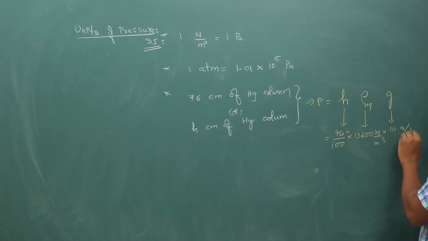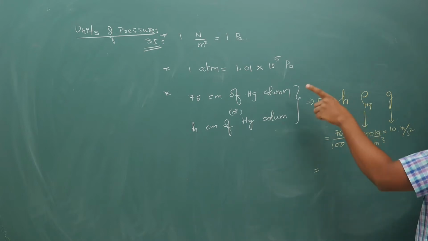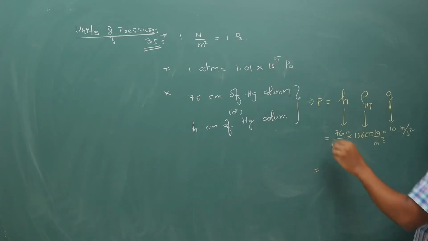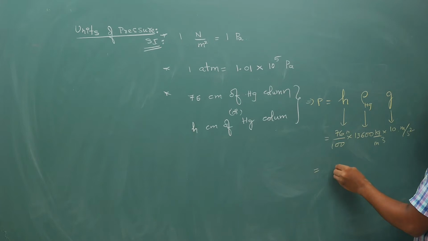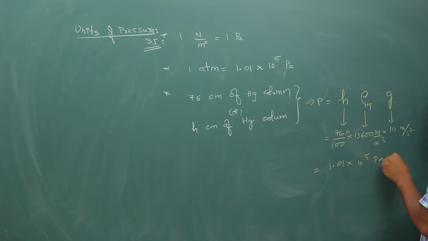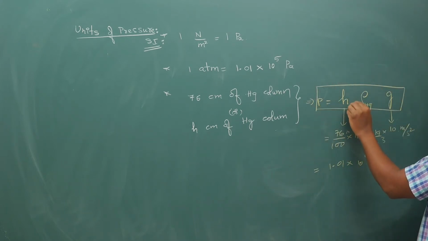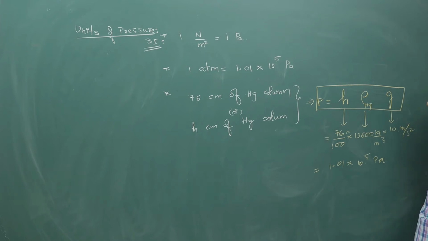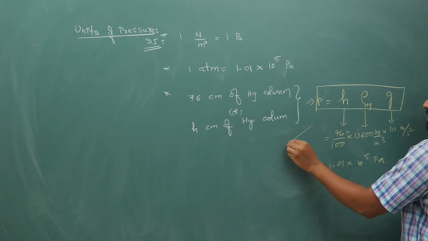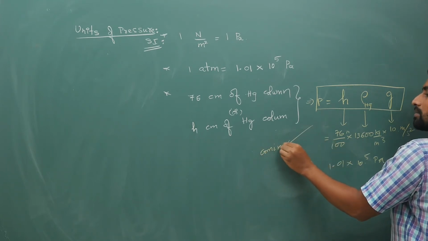Acceleration due to gravity is meter per second square. So check the unit, Newton per meter square, and the dimensions. This entire thing is once again around 1.01 into 10 power 5 pascals. That much Newton per meter square you are going to get. So when length is given, it is H into rho into G. How this comes I will explain, don't worry. This is coming soon, next, that part only.